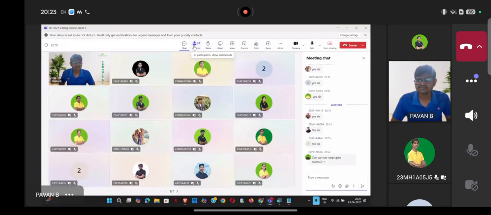Is it clear, guys? Yeah, we can run up to num by 2 plus 1 also, but that also doesn't really save much. In terms of computers, dividing by 2 is not that big a matter.